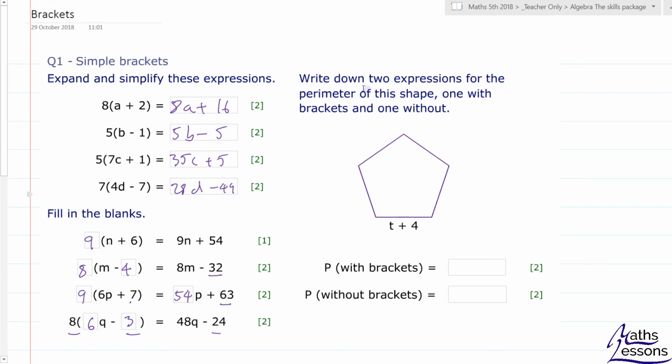Okay, right. Write down two expressions for the perimeter of the shape, one with brackets, one without. 30 seconds to get both. Let's see if you can do it.